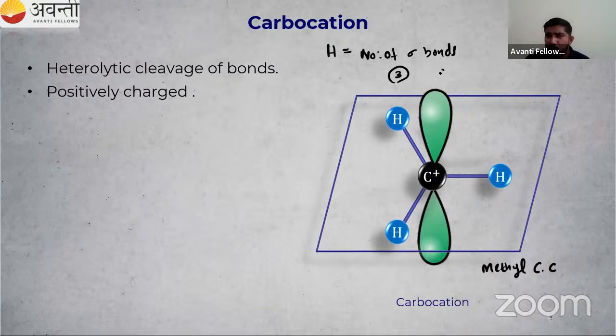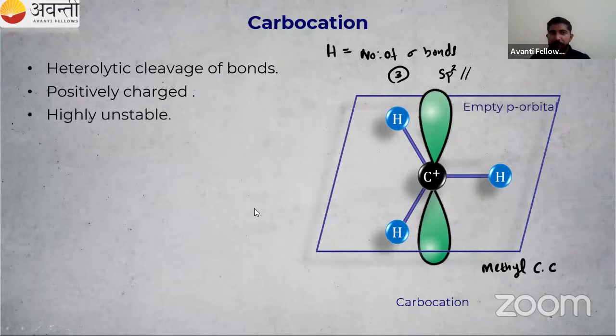If it is sp2, what is the shape of our carbocation? The question is open to all of you. We have already studied this in the chemical bonding chapter. Sp2, yes, Yasmina, great. Alima and Yasmina are scoring continuously. So the carbocation is highly unstable and sp2 hybridized.